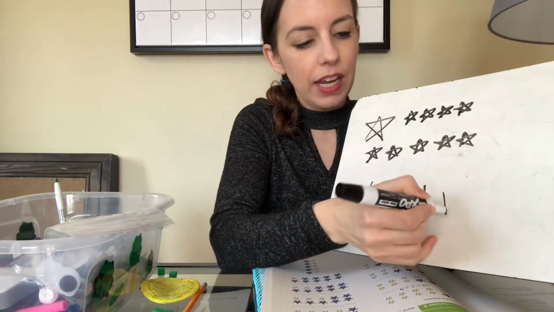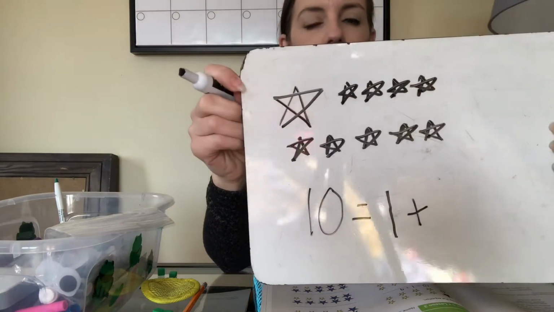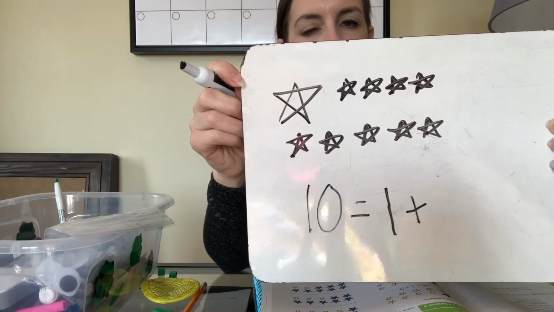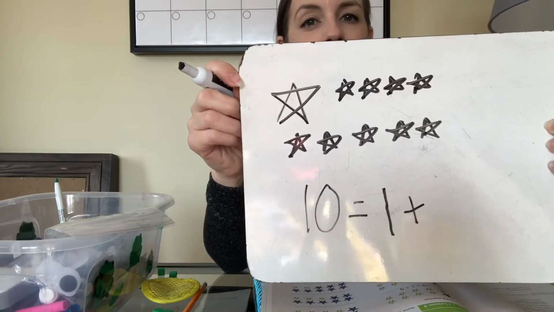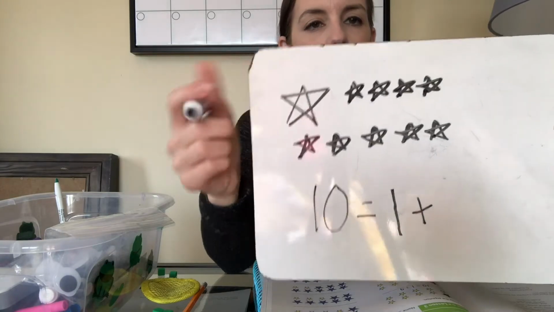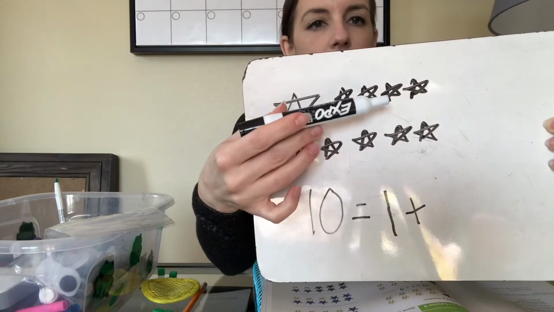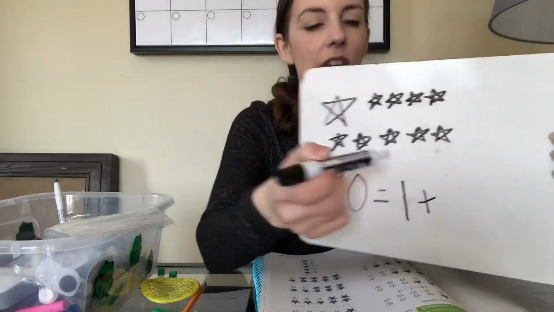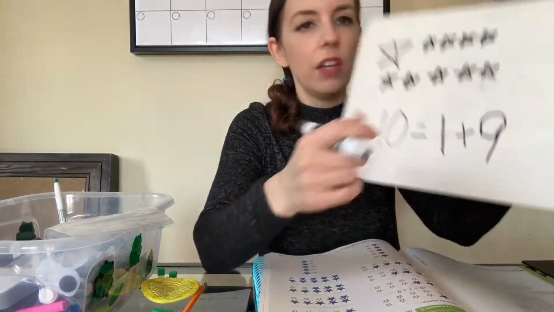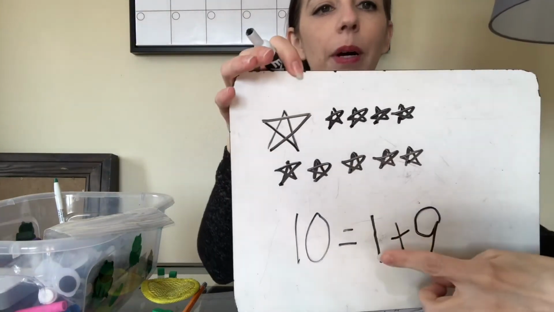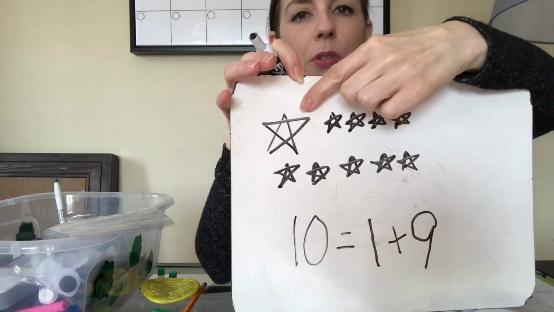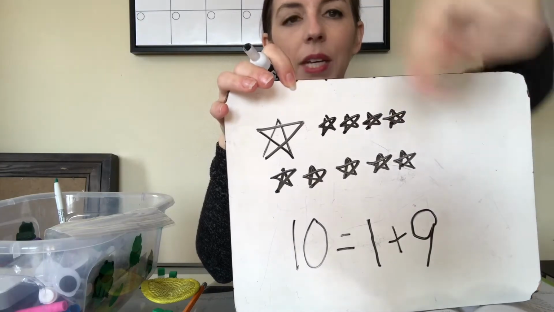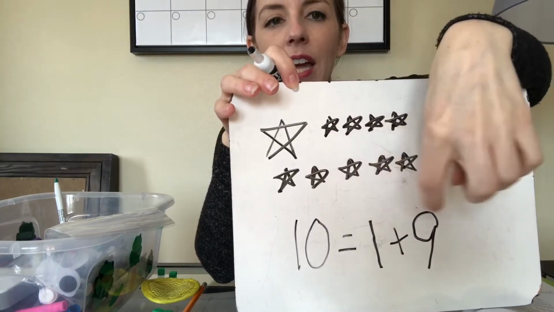Then I would make a plus sign. How many little stars do I have? Did you get 9? If not, you can count again. I can do it with you. 1, 2, 3, 4, 5, 6, 7, 8, 9. So the 9 goes after the plus sign, okay? The first number is the big blue star. The second number is all the little yellow stars. So we can read it 10 equals 1 and 9.